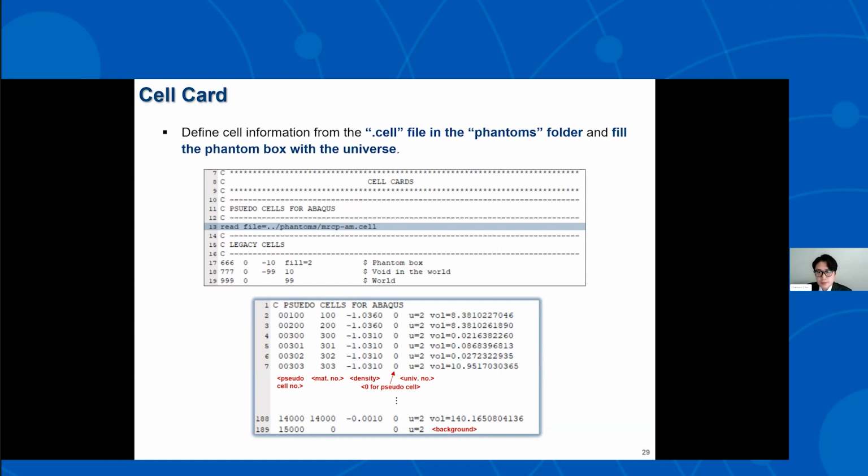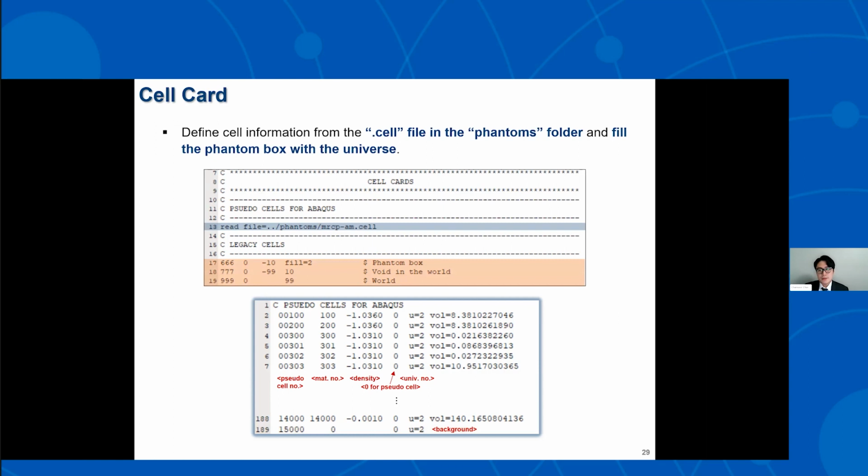Here, we have to set the cell number, material number, density, surface, and universe number. And for the pseudocell, the number for the surface part should be 0. And the universe number for all organs and tissues should be the same number, and in this example, the universe number is set to 2. Please note that the cell for the background should be defined as the extra pseudocell, which is the non-tetrahedral mesh phantom part inside the phantom box.